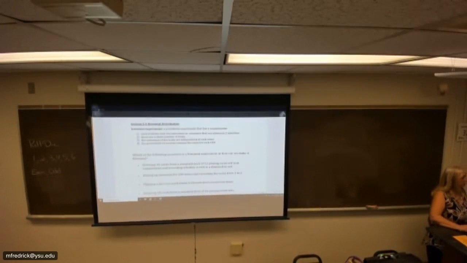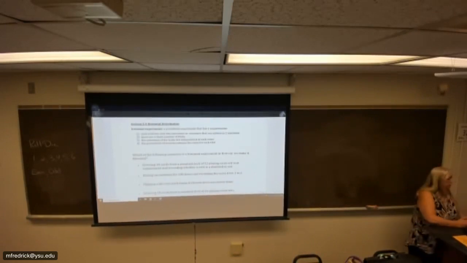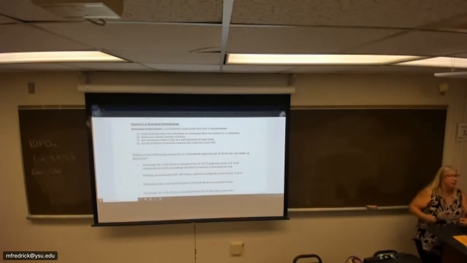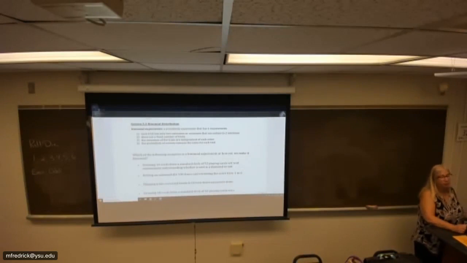So if we look at this first one, draw 10 cards from a standard deck of 52 cards without replacement and record whether a card is a diamond or not. Are there only 2 outcomes? We're recording diamond or not a diamond. That's 2. Is there a fixed number of trials? Drawing 10 times. So there's a fixed number of trials.